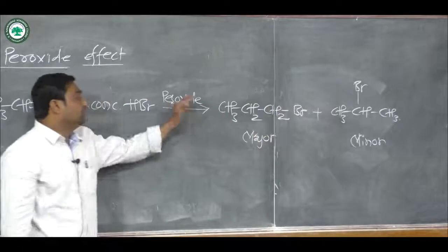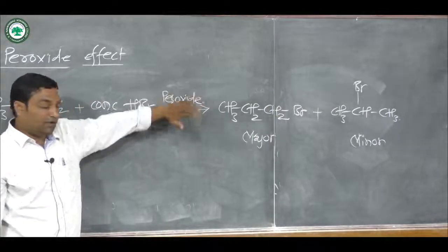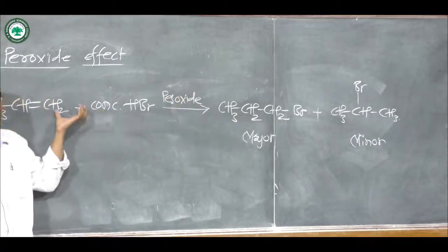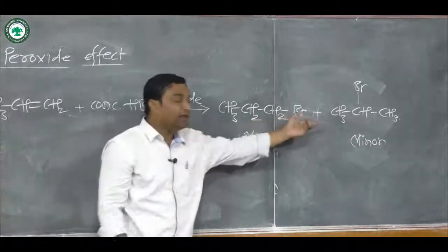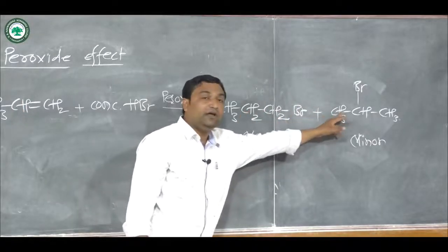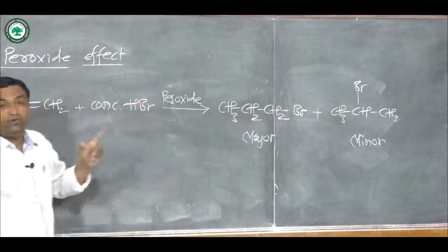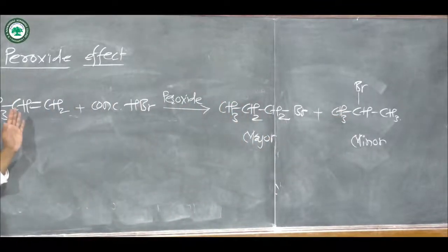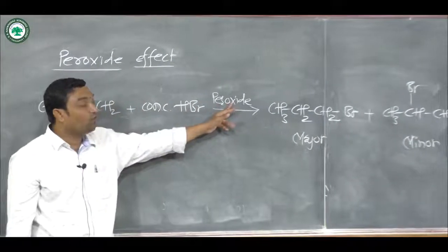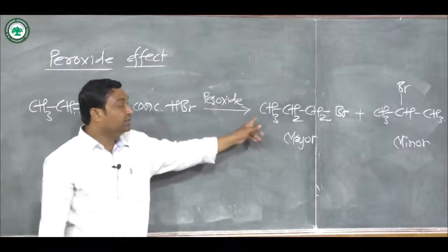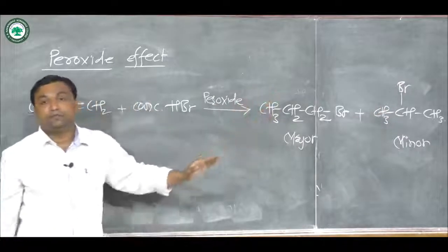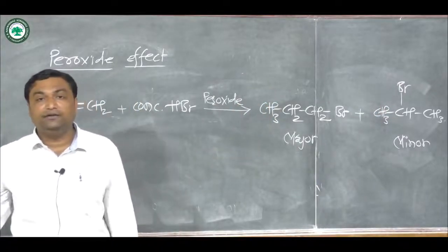If, instead of peroxide, we only carried out a reaction between these two, the reverse will be our product. This will be obtained in minor and this will be obtained in major, because it follows Markovnikov's rule. Whereas if we carry out this reaction in the presence of peroxide, these two will be our major and minor products. This is all about the preparations of alkyl halide. Thank you.